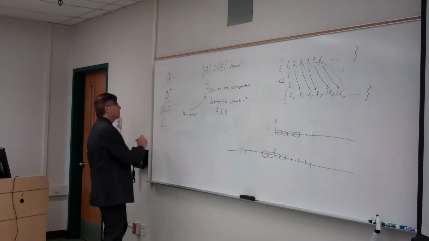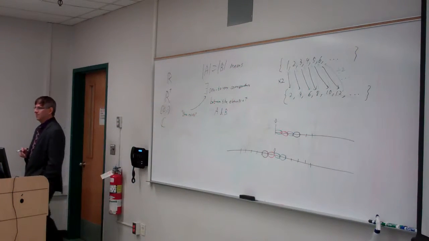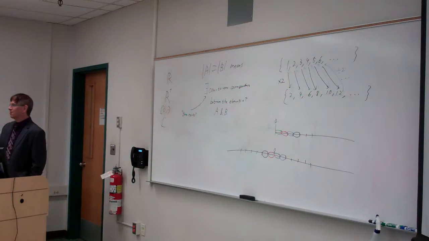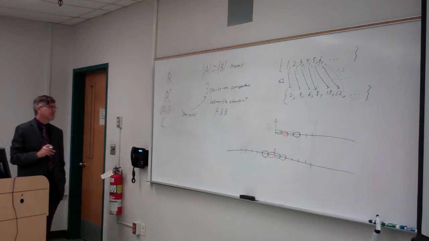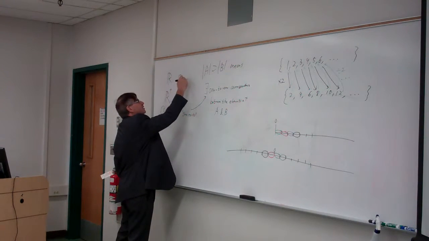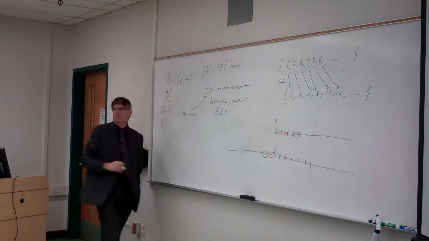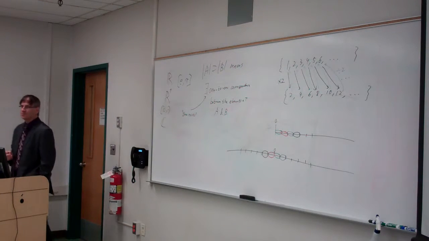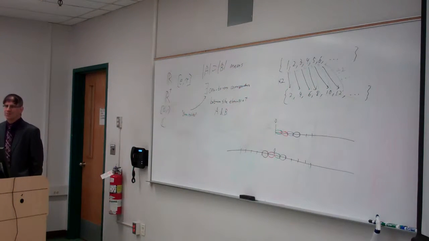Complex numbers, that's just a pair of real numbers. So that's got cardinality certainly bigger than the integers. The interval from e to pi has the same cardinality as the reals. So there's lots of examples of sets we can construct.